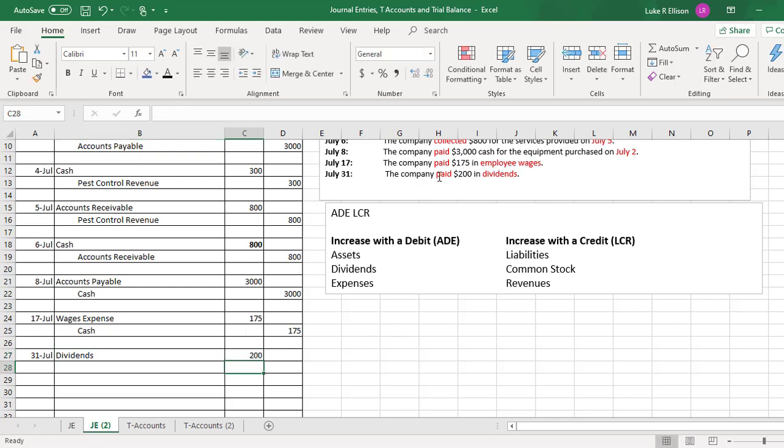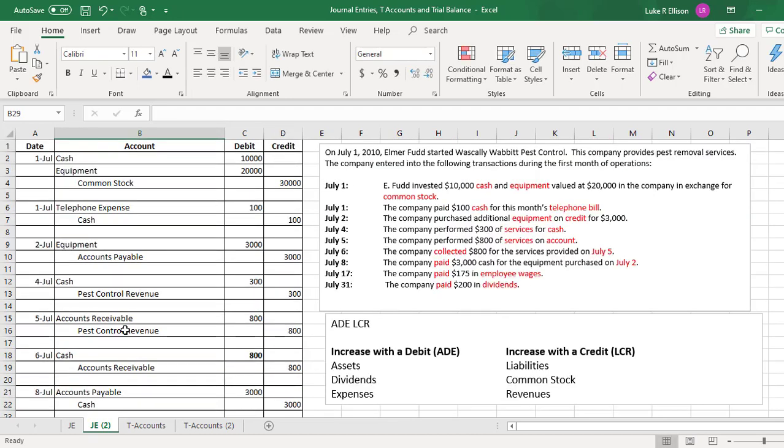And the credit's going to have to be, well, again, we are paying out something, so that's going to have to be cash again. So we can put cash in here, and that's for $200 as well. All right, now we finish all of our general journal entries.